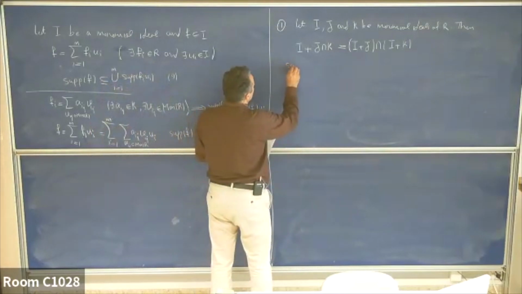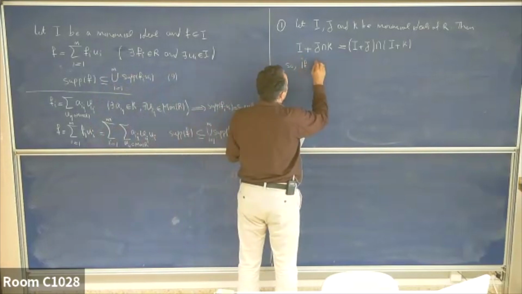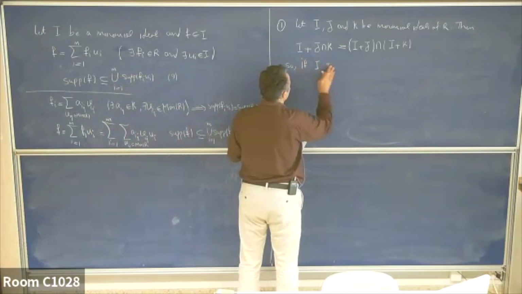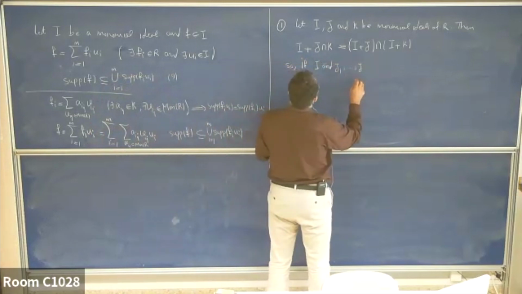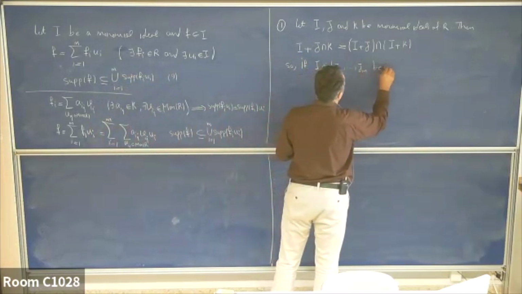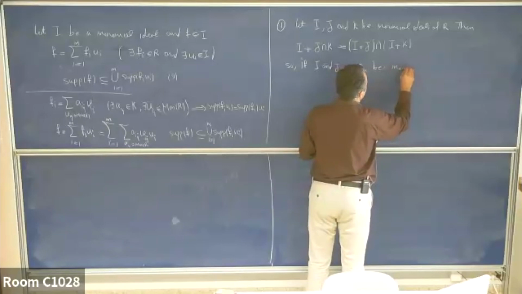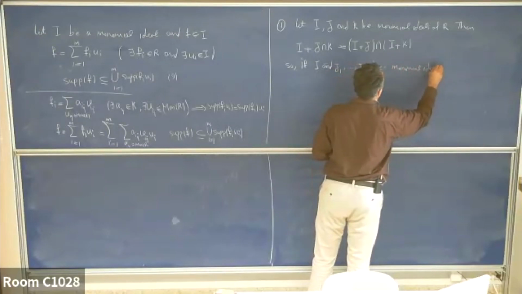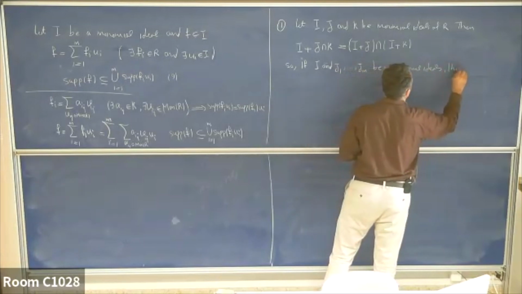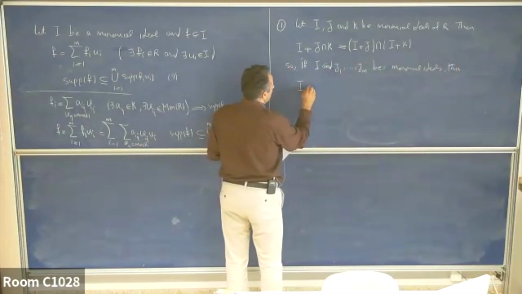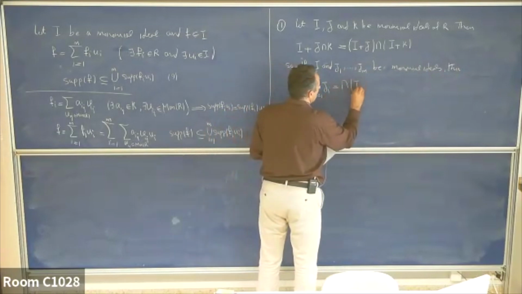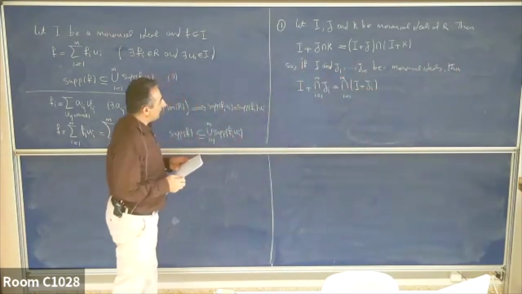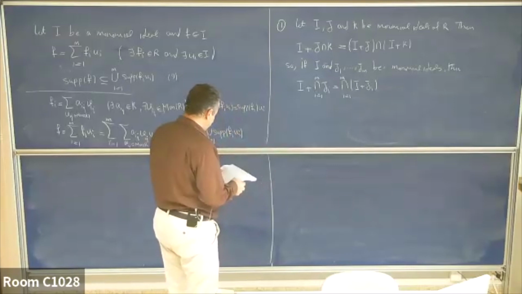So if J_1 to J_m are monomial ideals, then I plus the intersection of J_i is equal to the intersection of I plus J_i, i from 1 to m. This is very useful for the decomposition of monomial ideals.